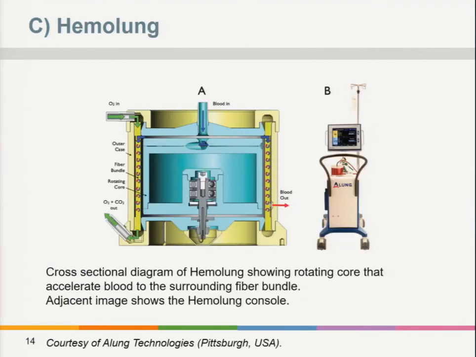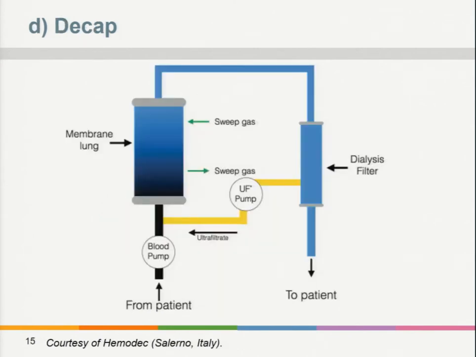The Hemolung is also a low flow system which contains a membrane and a pump, where a rotating core accelerates the blood into the surrounding fiber and it goes out by the outer port. And lastly, the DECAP system. The DECAP system contains a membrane lung which is put in series with a hemodialysis filter and the pump. Blood or ultrafiltrate coming from the pump is returned to the bloodstream prior to the inflow of the membrane lung, which allows additional CO2 removal.